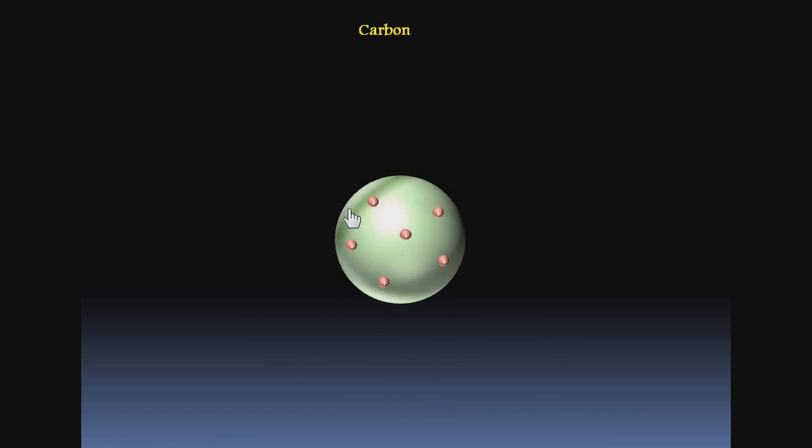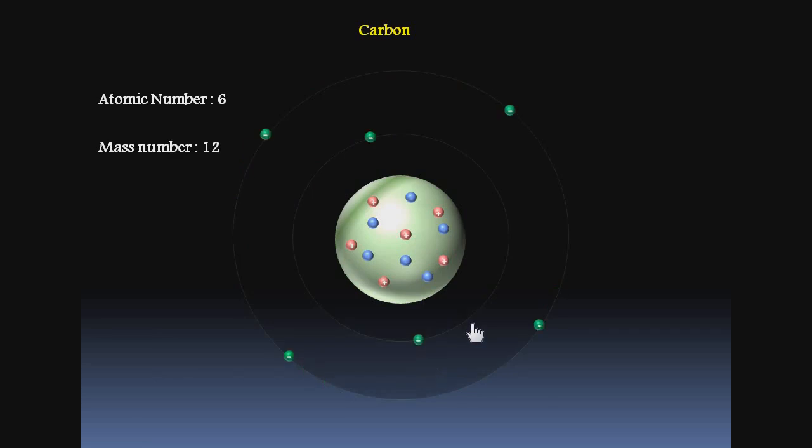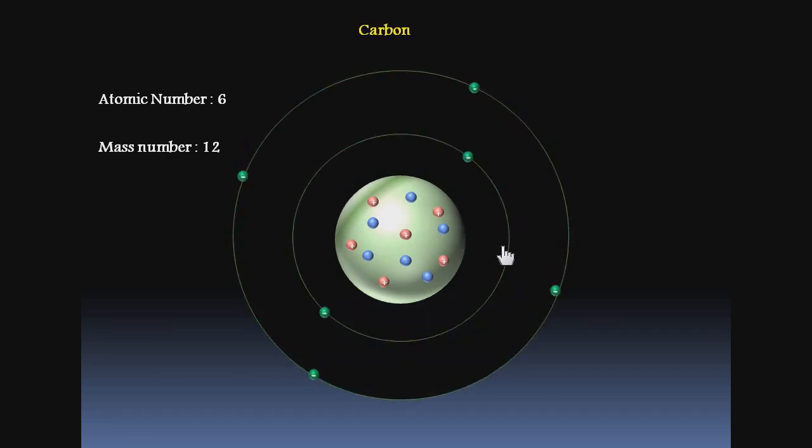The sixth element is carbon. It has 6 protons, so atomic number is 6. It has 6 neutrons, so mass number is 12. 6 plus 6, 12. It has 6 electrons revolving around the nucleus. 2 electrons are in the K shell, 4 electrons are in the L shell.